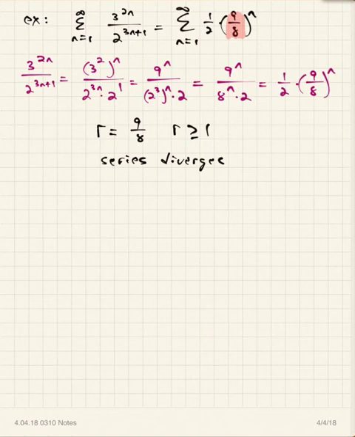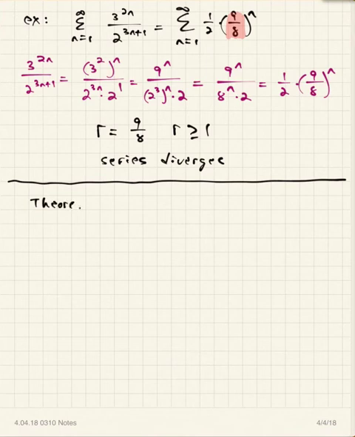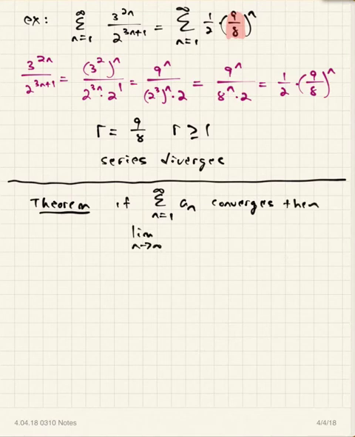All right. The next thing we want to talk about is a theorem that leads to another way of looking at series that are not necessarily geometric. So we're going to leave geometric series behind just a little bit for a second. If the sum as n goes from 1 to infinity of a sub n converges, then what has to be true is that the limit as n goes to infinity of a sub n has got to be equal to 0.